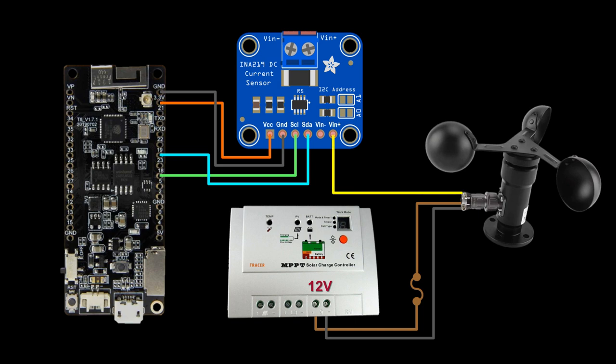The yellow wire from the wind sensor is connected to the VIN positive pin. The blue wire is connected to the VIN negative pin. The INA219 will transmit a digital number representing the current from 4 to 20 milliamps, which translates from 0 to 30 meters per second of wind speed, or about 108 kilometers per hour, or 67 miles per hour.